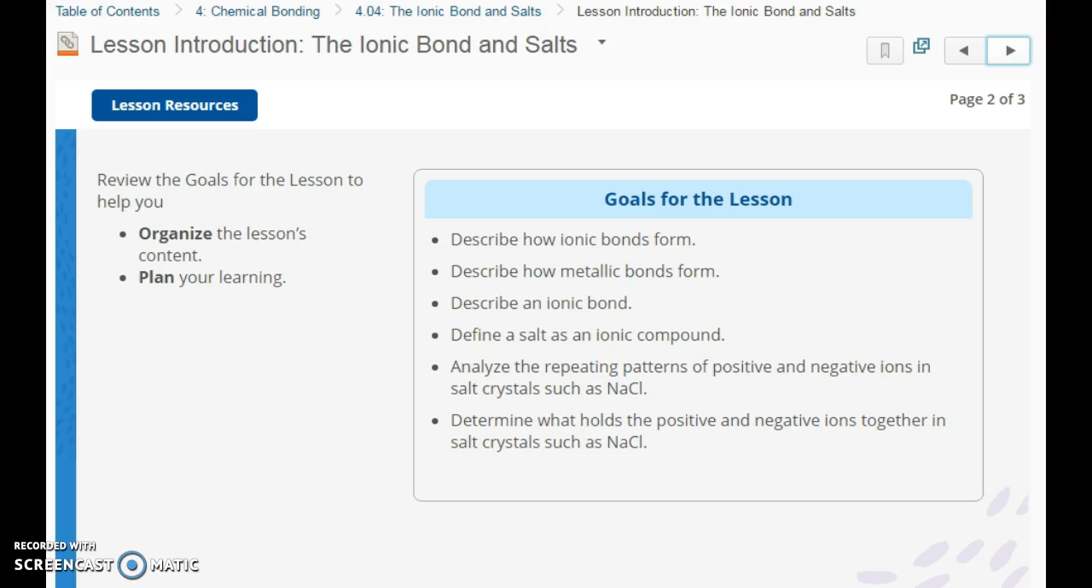Goals for the lesson: describe how ionic bonds form, describe how metallic bonds form, describe an ionic bond, define a salt as an ionic compound, analyze the repeating patterns of positive and negative ions in salt crystals such as NaCl, determine what holds the positive and negative ions together in salt crystals such as NaCl.